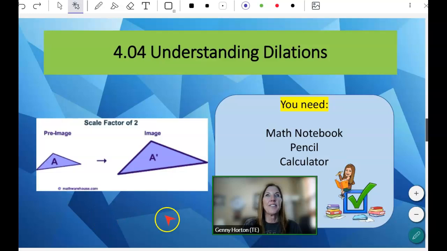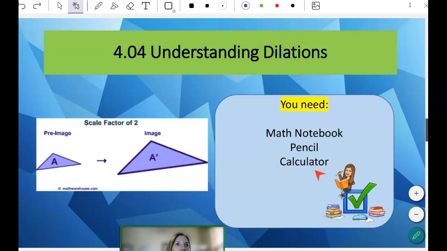All right, so today's lesson is 4.04, Understanding Dilations. You'll need your math notebook, pencil, and probably your calculator, so please make sure you have those things before you proceed, and we'll go ahead and get started with our lesson for today.